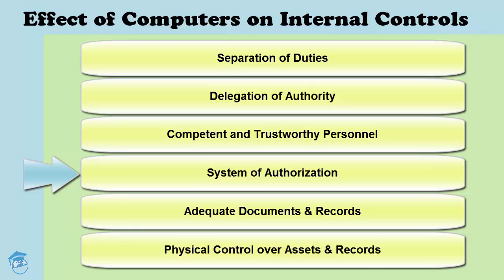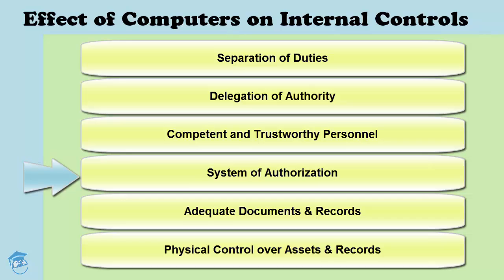However, in a computer system, the authorization procedures often are embedded within the computer program. It is very, very difficult to assess whether the authority assigned to an individual is consistent with the management policies or not. Thus, while evaluating the adequacy of authorization procedures, auditors have to examine not only the work of employees but also the veracity of the program processing. So that's covered under the effect of computers on internal controls.